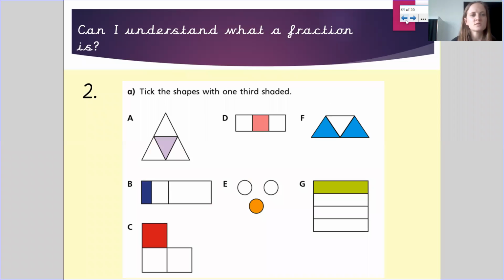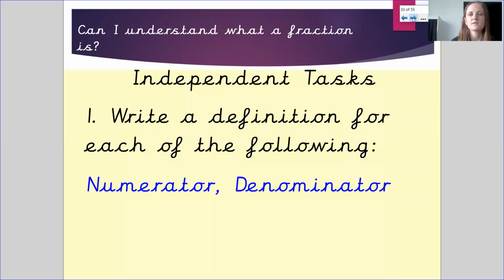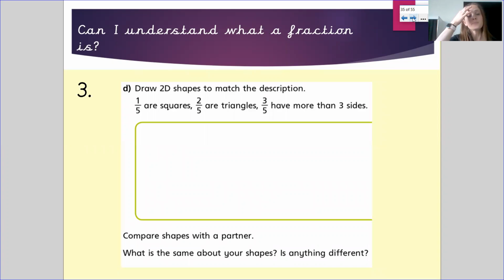Question, I think I've missed a question. Oh, that is it. Question 3. Draw 2D shapes to match these descriptions. 1/5 are squares, 2/5 are triangles, and 3/5 have more than 3 sides.